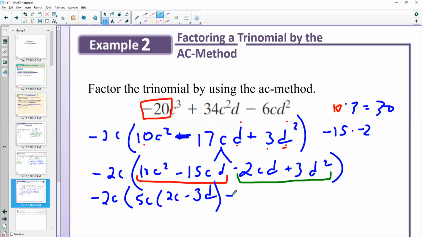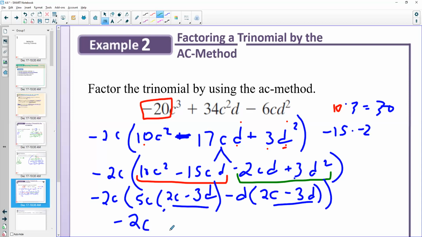I'm going to take a minus out of the next one because I want the signs to flip. So the only thing they have in common is a D. So I'm going to take out a D, minus 2C minus 3D. Look at that, it worked. Okay, so there's my binomial. I'm going to pull that to the front. The 2C still stays there. So times 2C minus 3D times 5C minus D. You can check this just like you check everything else.